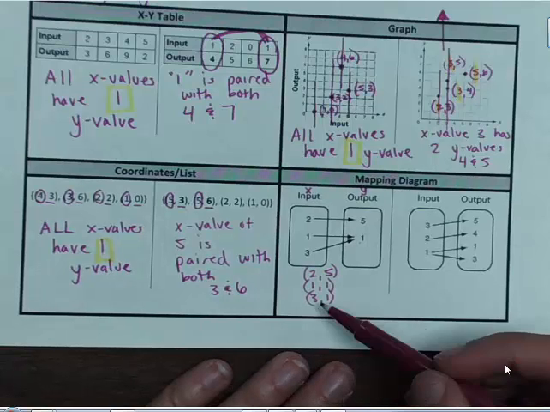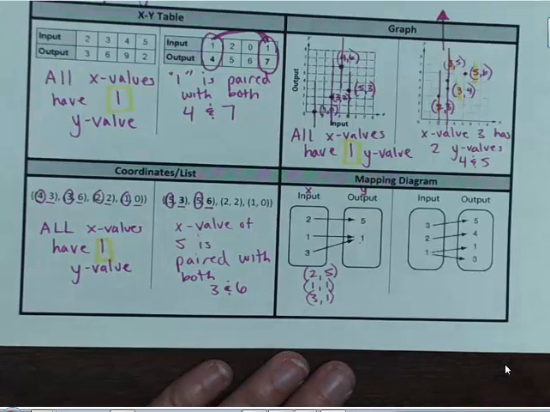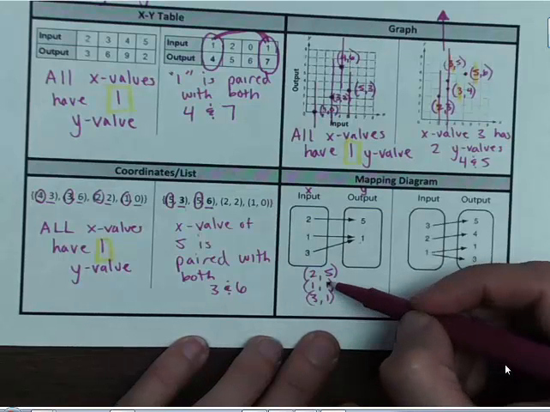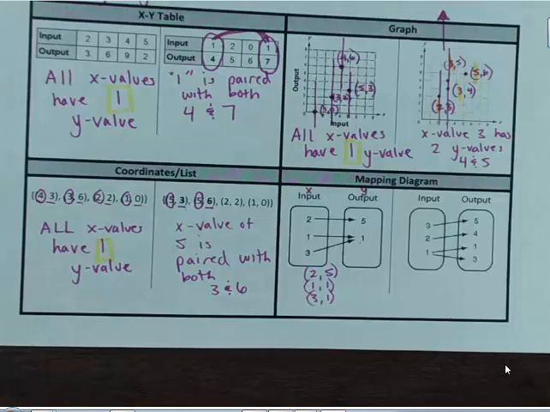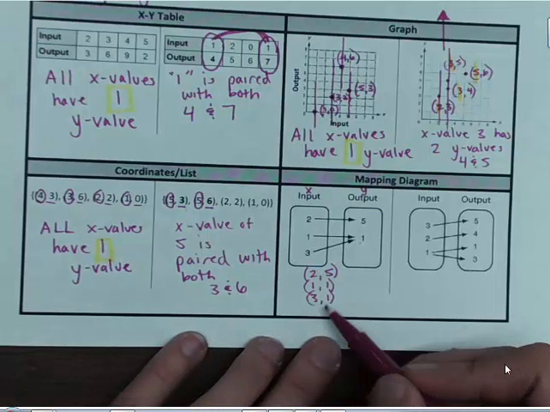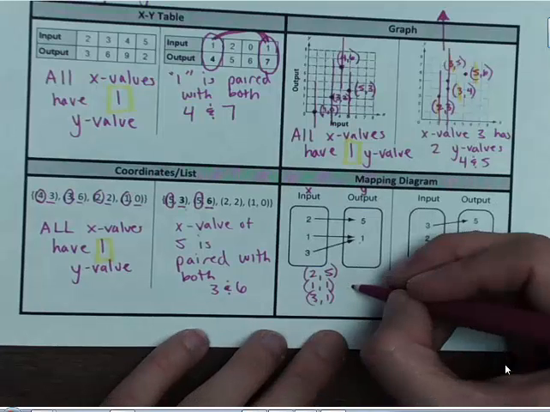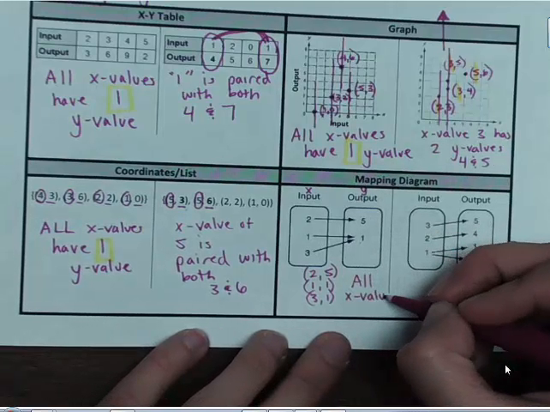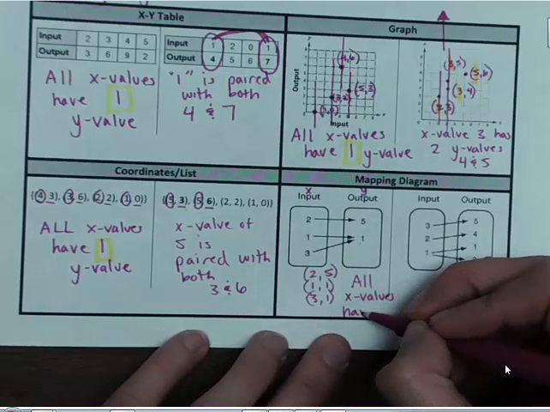So looking at these points now, I notice that all my x's are different, and it's sharing a y value. Is that okay? If I refer back to my definition, we want each x value to have only one y value. So do the x values have one y value? Yes, they do. So that means that this is a function because all the x values have one y value.